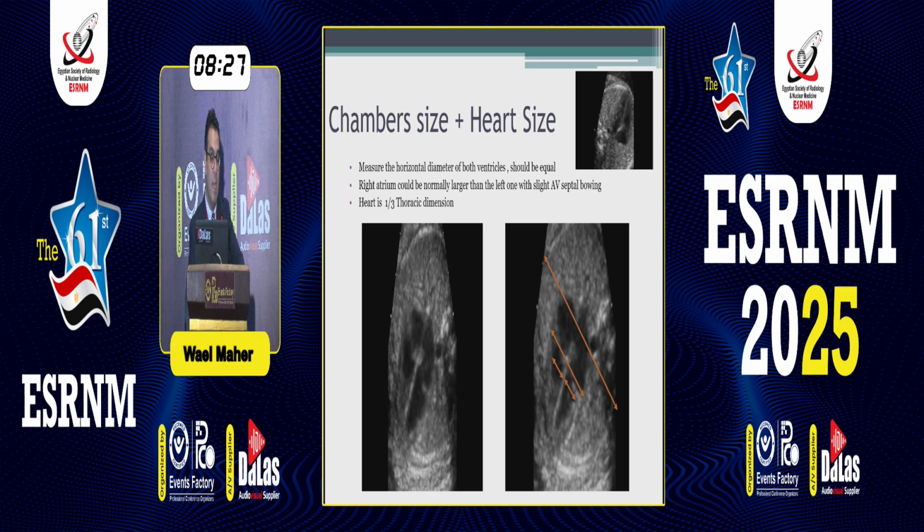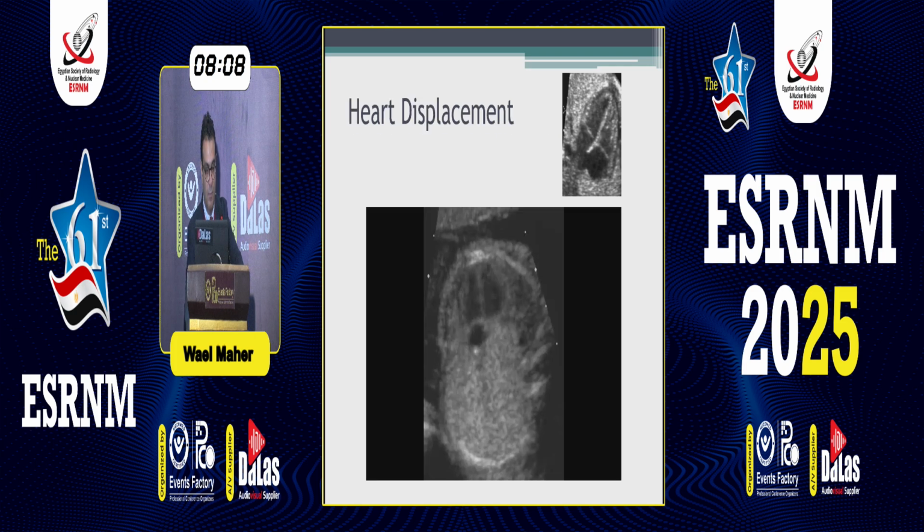As regards the atria, the right atrium, if you check the upper image on the upper screen, you will see that the right atrium could be a little bit larger than the left one. And we can see that the atrial septum can be slightly deviated to the left side due to slight enlargement of the right atrium, and that's completely normal.